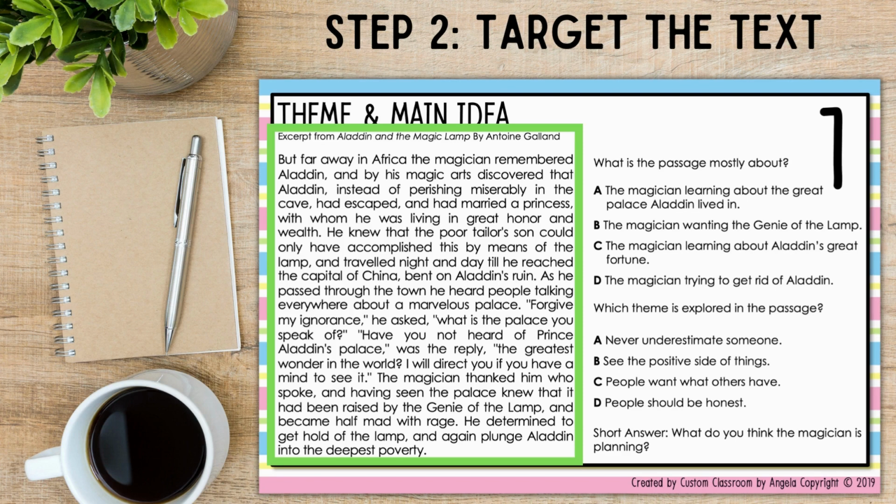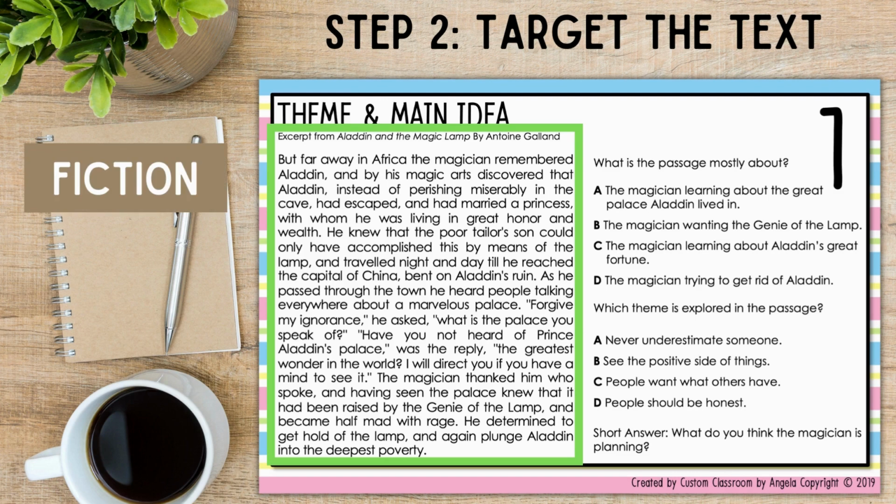The magician thanked him who spoke, and having seen the palace, knew that it had been raised by the genie of the lamp, and became half mad with rage. He determined to get hold of the lamp and again plunge Aladdin into the deepest poverty.